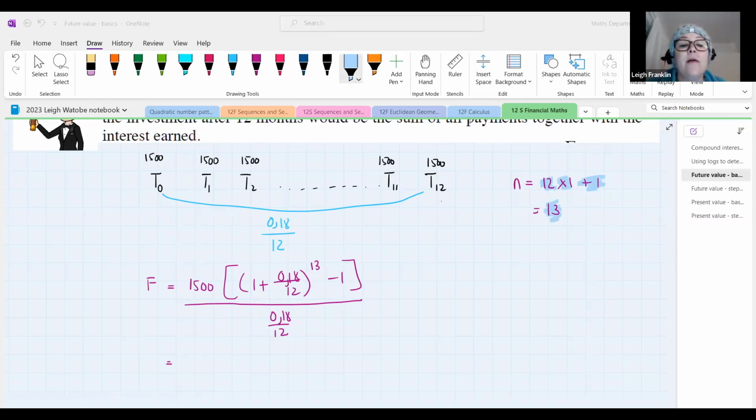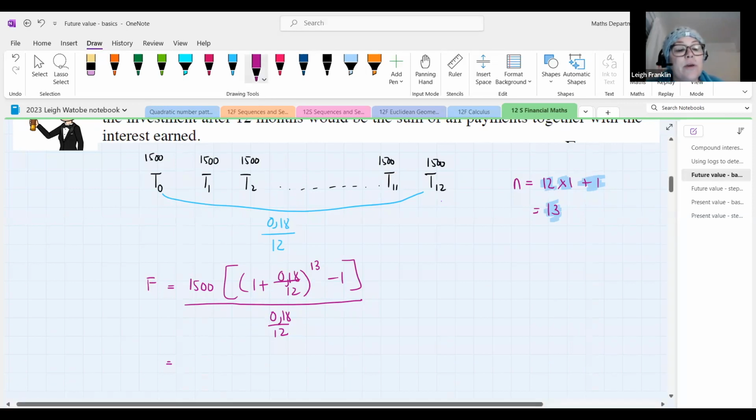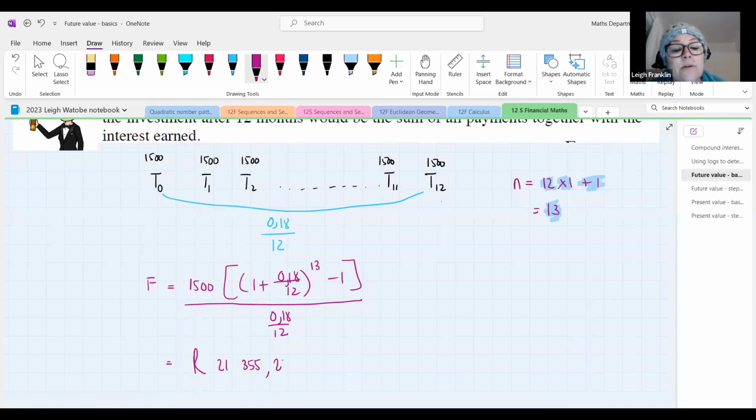Okay. That's it, iPhone. That's it, Sisipo. Naledi. Good. Okay, all of you are getting the correct answer. So here, this would be 21,355 rands and 24 cents. Okay, so that's it. Let me just go back here.